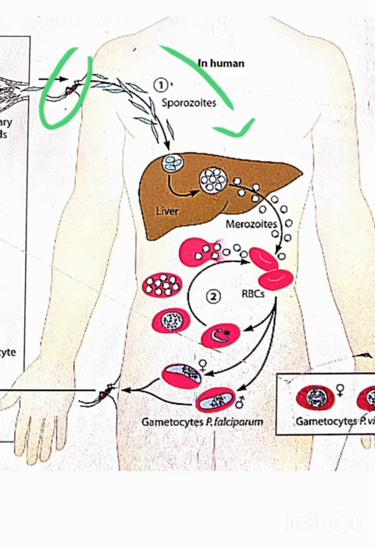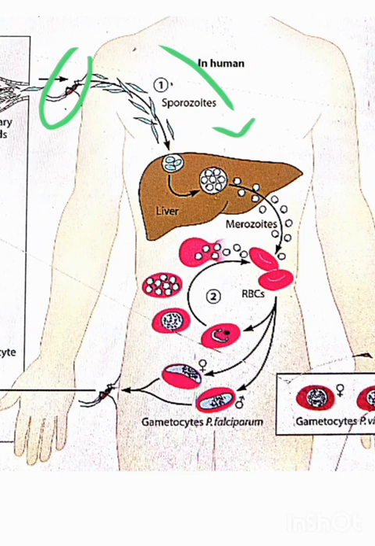These sporozoites are very tiny and quickly enter the bloodstream, traveling to the liver. So you can see the liver. Second, after entering the bloodstream, the sporozoites reach the liver within about 30 minutes. Inside the liver cell, they multiply asexually to form zygotes. Each zygote contains thousands of merozoites. When the liver cell bursts, these merozoites are released into the bloodstream.